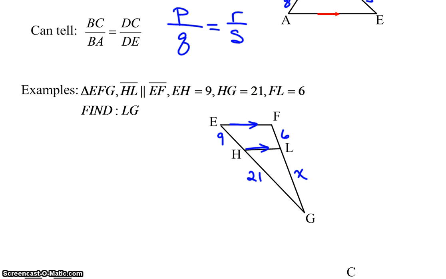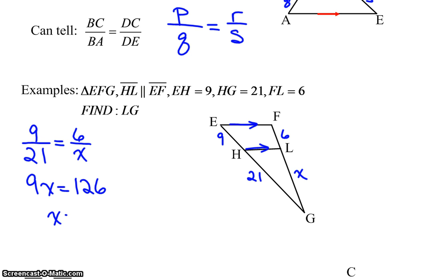According to this theorem, because the lines are parallel, the sides are divided proportionally. That means I can set it up. 9 over 21, the two parts on one side of the triangle, equal 6 to X, which are the two parts of the other side of the triangle. Do our cross products. 9X equals 126. Divide by 9, and X equals 14.